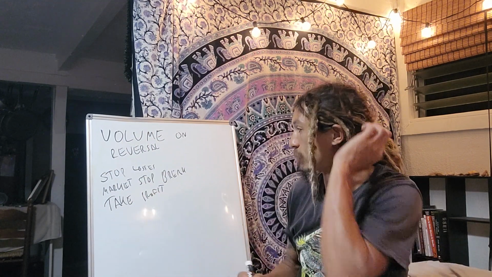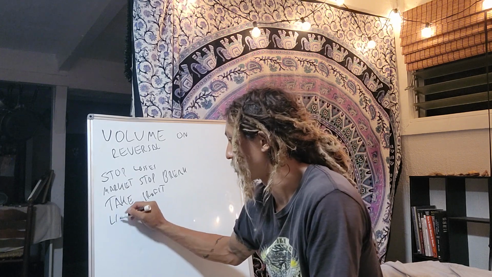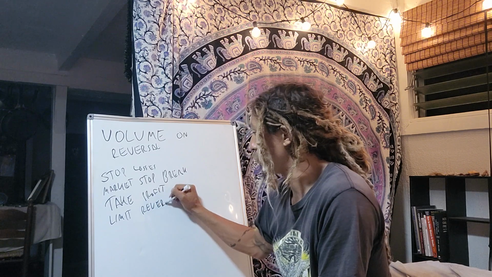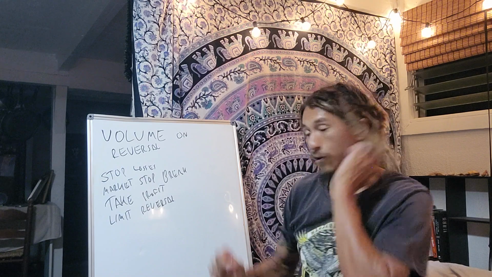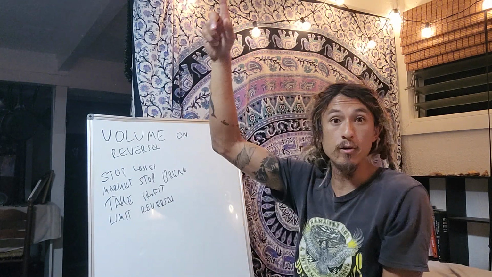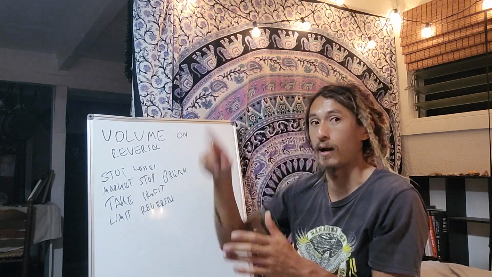And then the last one would be limit reversals, right? These are people who say, and this is typically how I trade, if we make a new low, I'm buying, and I'm doing it with a limit order. If we make a new high, I'm selling. I'm doing it with a limit order. If price comes up here, I'm selling. If price comes down here, I'm buying.